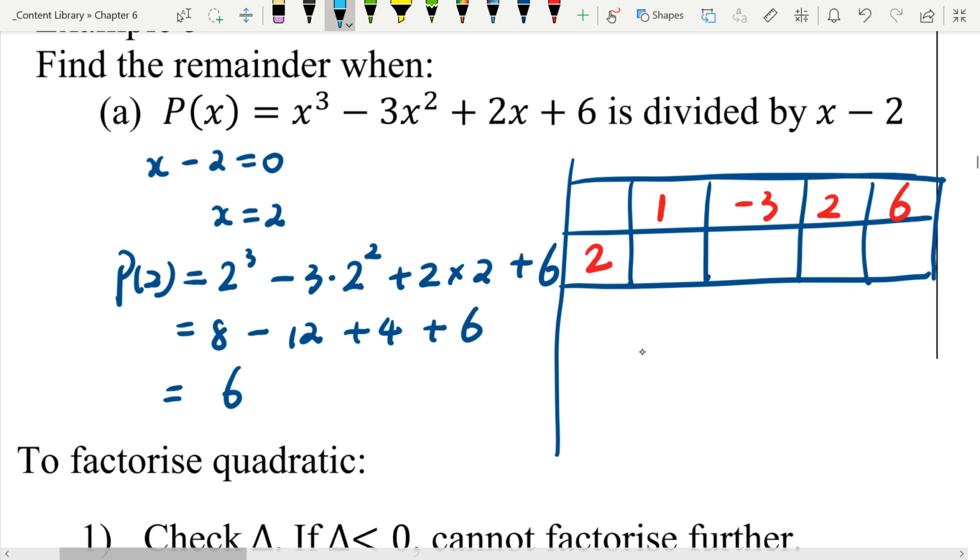Now, we copy the first one, we get 1. 1 times 2 gives you 2. 2 plus -3, what's that? 2 plus -3?